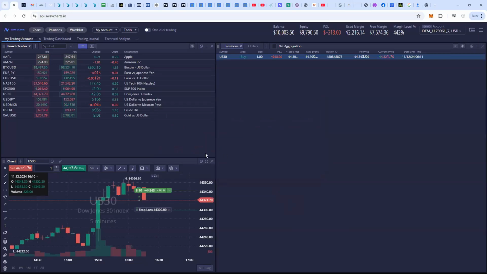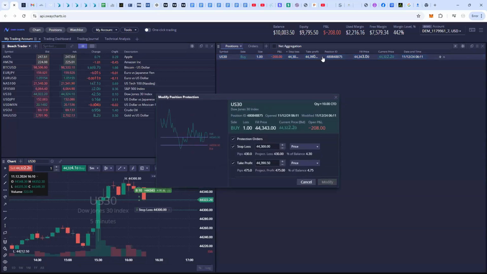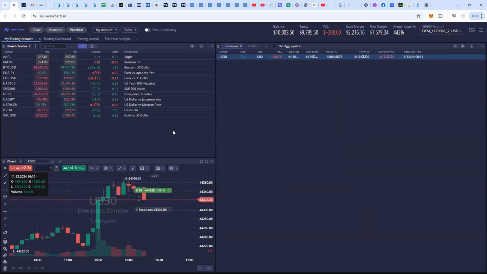Let's go back and see what was it, take profit and stop loss. It was at 430 or 475. We'll probably have to stay in this until the market opens. Well, let's make another trade. I want to show you guys again how to make a trade.